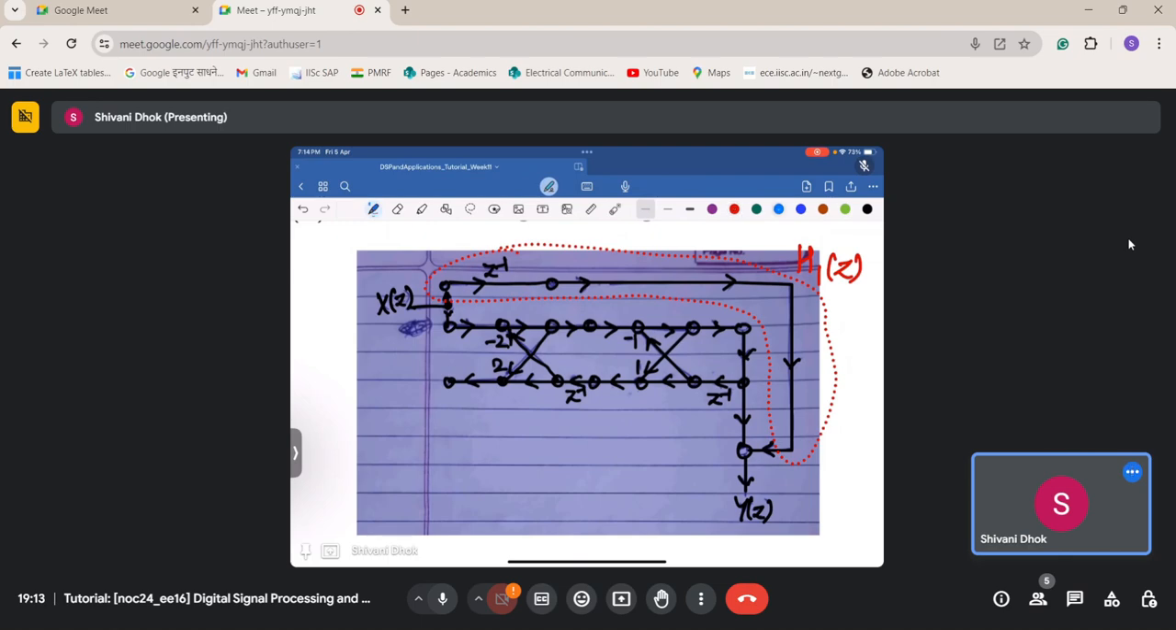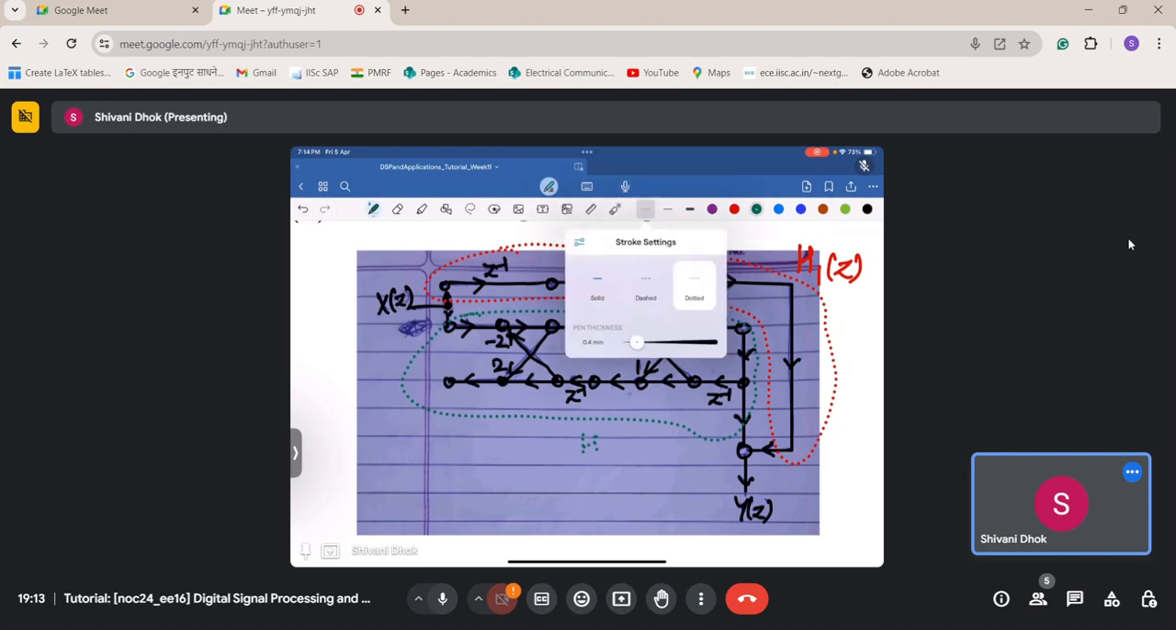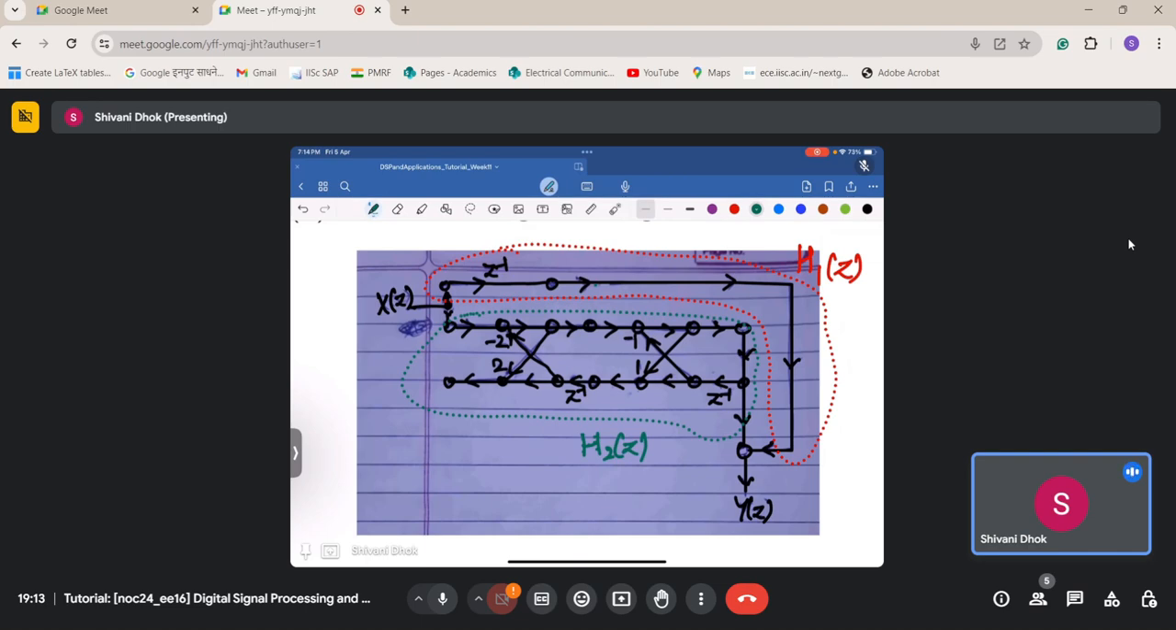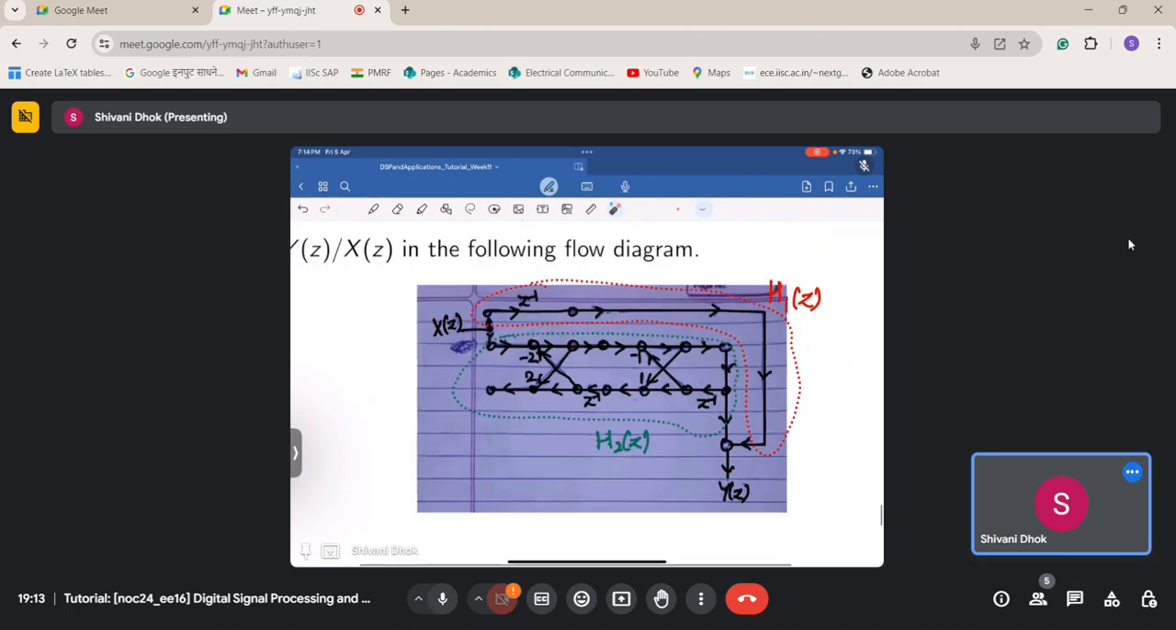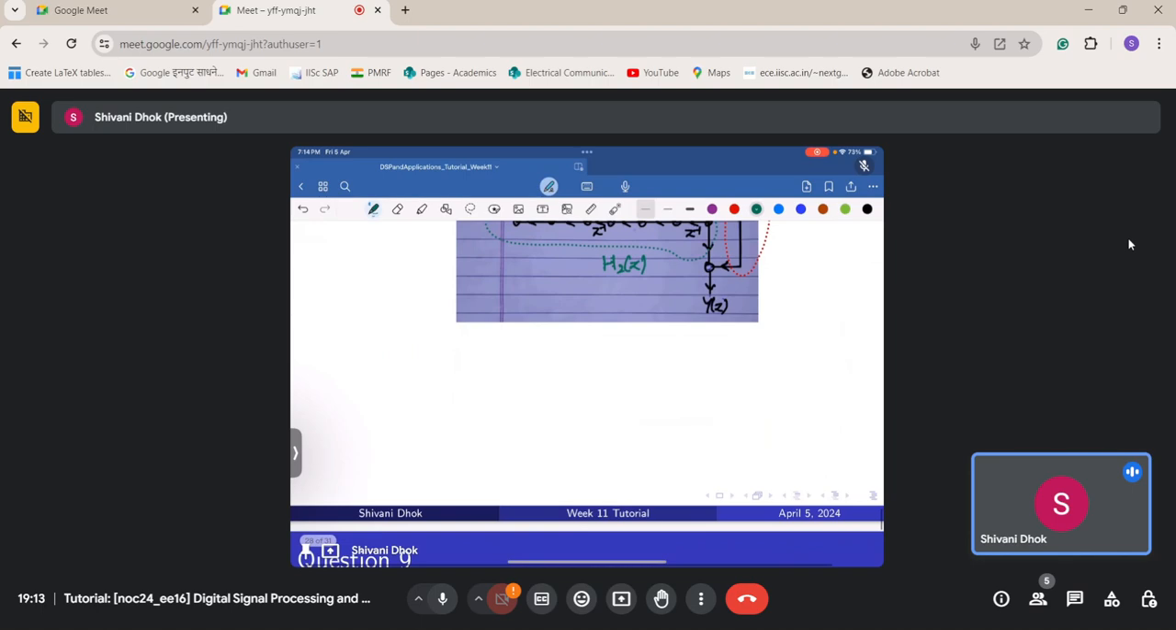and this one here is h2 of z. Okay, so for this particular system we have a parallel connection of two systems. The first one is h1 of z and the second one is h2 of z. So let us first write this observation.